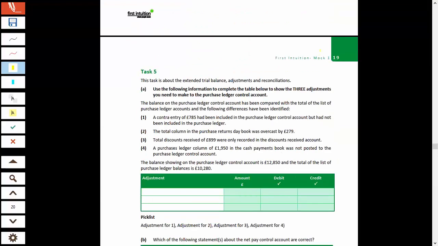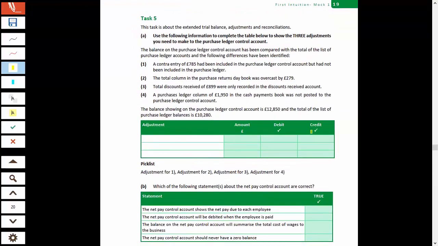And then with that in mind, we're now going to make a start. So as we said, we're going to touch on those points. We're going to go through this bit by bit, break it down into nice little chunks, and then pick up some useful tips along the way. So, as we know, this task is about the extended trial balance, adjustments, and then reconciliations.